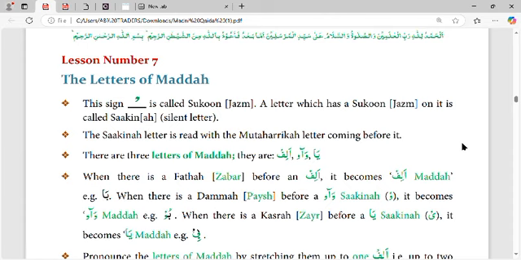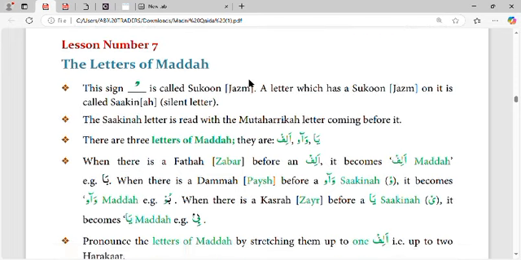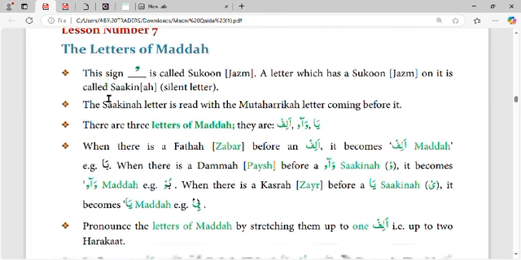Lesson number 7 that we read today: the letter of madda. It is a very easy lesson. Now we will read from this lesson. First of all, I want to tell you the basic instructions.